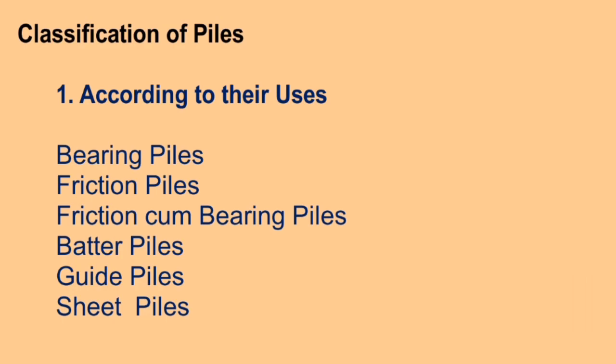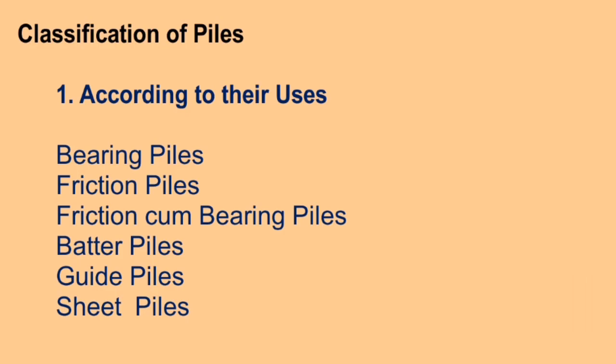Now, friction cum bearing piles. The piles which rest on a hard strata and resist the loads partly by bearing and partly by their skin friction are known as friction cum bearing piles. And what are batter piles? The piles which are driven at an inclination to resist inclined loads are known as batter piles.